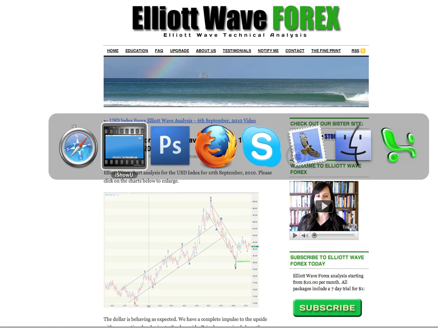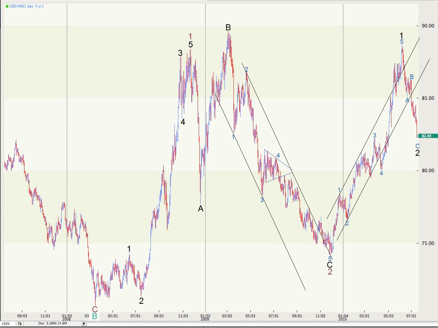A quick look at a historical chart just going back 3 years. I have the start of a cycle degree wave C down here. This is going to be a 5-wave structure at primary degree. We've had primary 1, an expanded flat correction for primary 2, and we're working on primary 3 to the upside.